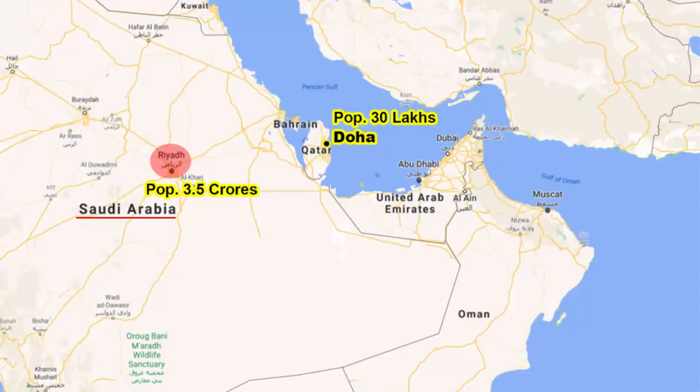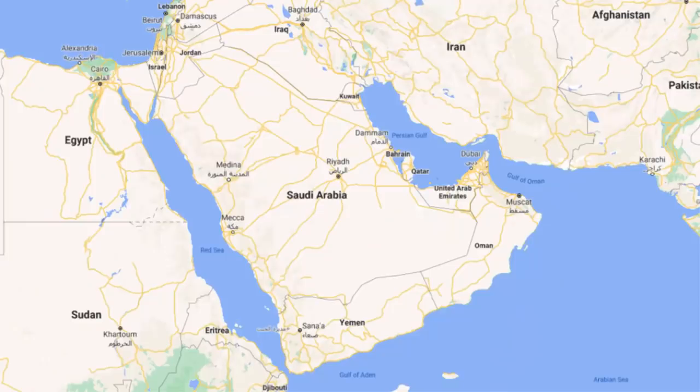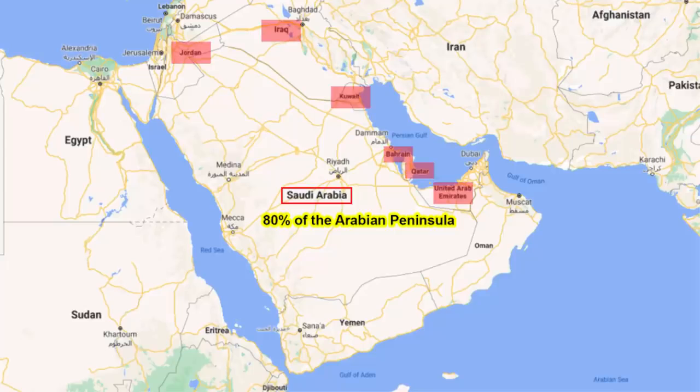As we know, Qatar is a peninsula, that means it is surrounded by the Persian Gulf on three sides. On the south, it shares the border with Saudi Arabia, and in the north, Qatar shares a maritime border with Iran in the Persian Gulf. The Kingdom of Saudi Arabia is the largest Arab nation in the Middle East. It covers about 80% of the Arabian Peninsula. The country is bordered by Jordan, Iraq, Kuwait, Bahrain, Qatar, the UAE, Oman and Yemen.